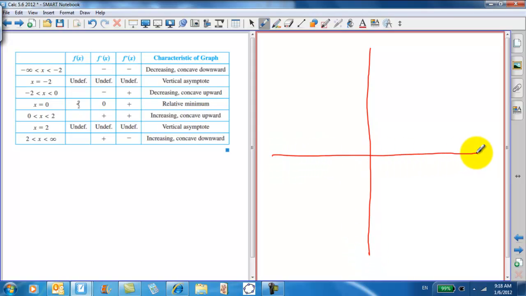Our critical numbers were 0 and 2. That was a vertical asymptote. Negative 2, another vertical asymptote. 0, 9/2, 0, 4 1/2. That's going to be a relative min. And we've got a horizontal asymptote.